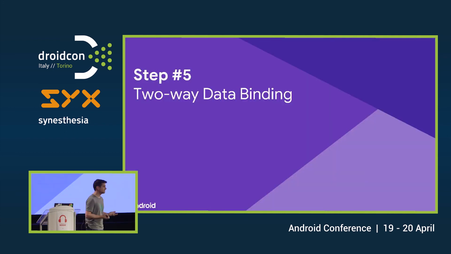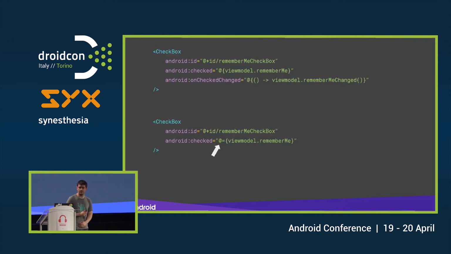Now, when would you use this? Especially in two-way data binding. And this is the most advanced part of the data binding library, I think. And it's all about, again, removing lines of code. In one-way data binding, you would do something like this in order to write and read in a view. In this case, we have a checkbox, and the checked attribute is bound to the view model.rememberMe field, or whatever that is. And then when there's a check change, the view model is going to be called.